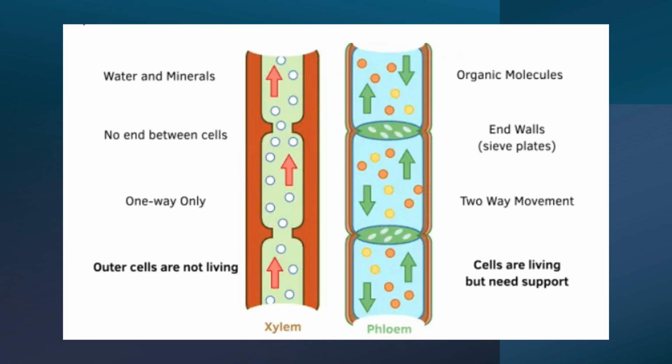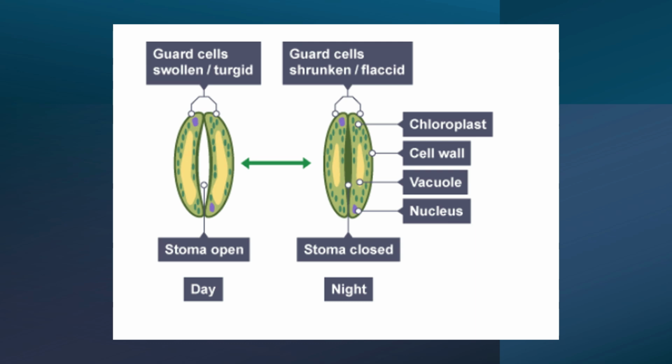It only moves water and minerals up the plant. There's no end wall between the cells either. It's just a hollow tube. Whereas the phloem has end walls. It has two-way movement. It also has other cells attached to it that have mitochondria in them to allow active transport of sucrose. And the cells are living, but they do need support, and they need support in terms of energy and mitochondria. And then finally, stomata.